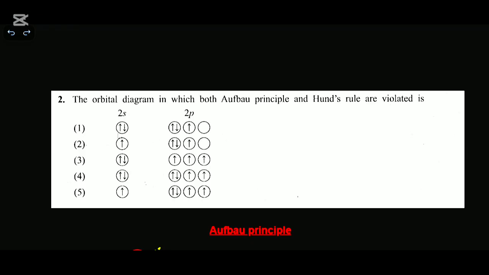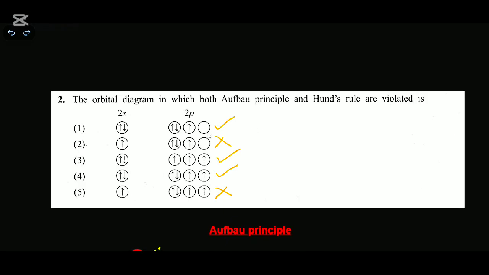We can see that the first one is according to the Aufbau principle. The empty 2s orbital is filled with 2 electrons. Now the second one is not according to the Aufbau principle, so it violates the Aufbau principle. This one is according to the Aufbau principle. This one is also according to the Aufbau principle. In the fifth one, we can see that it also violates the Aufbau principle as it did not completely fill the 2s orbital. Now let's see which answers violate Hund's rule.